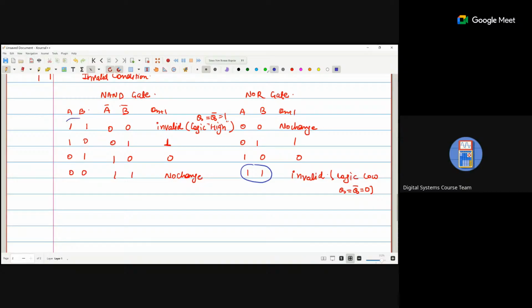Now can you check that these two conditions will be same? The 1 1 condition is same. The 0 0 condition is same, because in 1 1 it is invalid, and in 0 0 it is no change. The only difference is here: for 1 0 it is 1, and here for 1 0 it is 0.